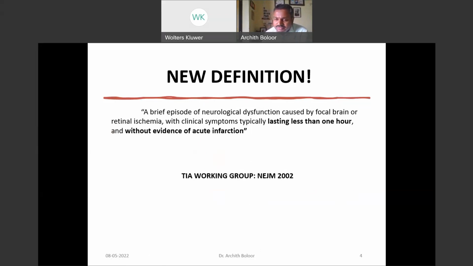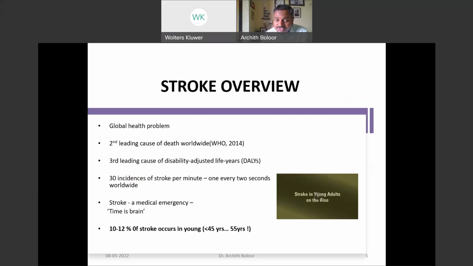So if you don't do the thrombolysis or a thrombectomy within 3 hours, we may not be able to salvage the neurons. If you wait for 24 hours for it to recover and then label it as stroke, it would not be of much use for the management. So the new definition decreases the TIA duration to less than an hour. This has not yet come into textbooks, but it is the working group definition.